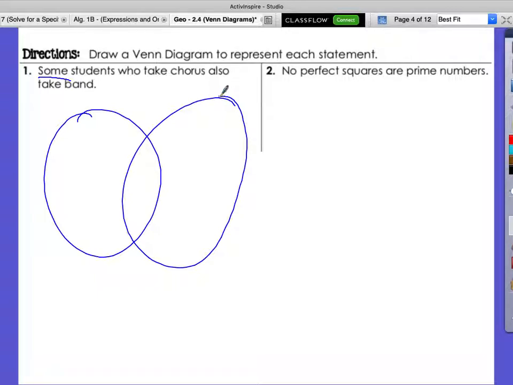And so what would one of these circles be? Chorus. Okay, the chorus students. And what would the other circle be? Band. And I would say that, yeah, this represents the statement. Some students who take chorus also take band. They're saying there's an overlap there. It's not everyone, but they're saying there is an overlap.